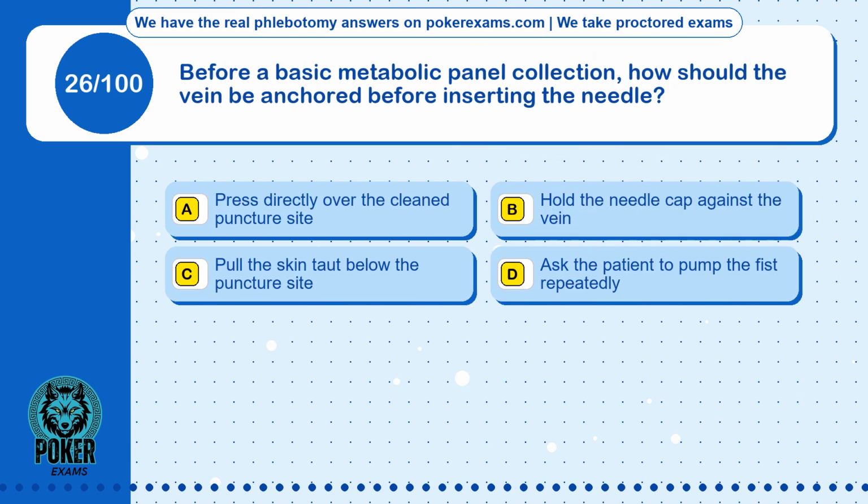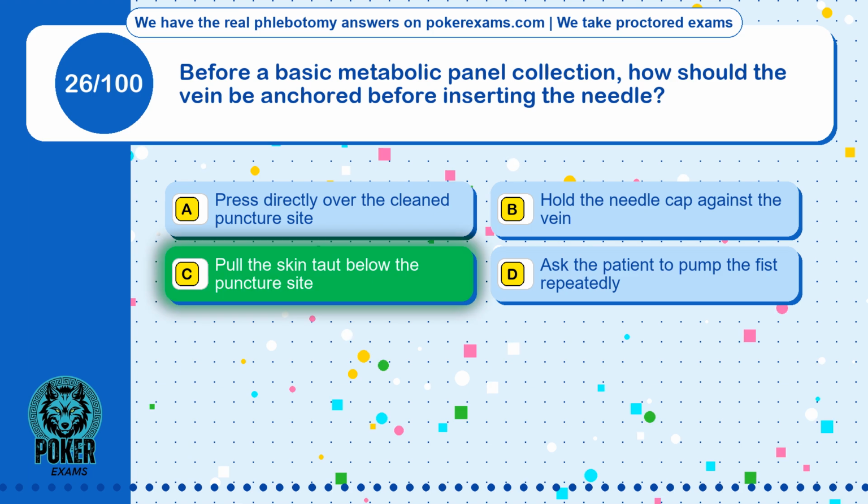Question 26. Before a basic metabolic panel collection, how should the vein be anchored before inserting the needle? Option A: press directly over the cleaned puncture site. Option B: hold the needle cap against the vein. Option C: pull the skin taut below the puncture site. Option D: ask the patient to pump the fist repeatedly.